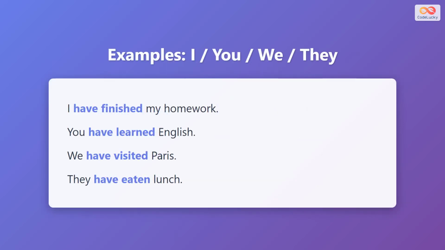Let's practice with some examples using have. I have finished my homework. You have learned English. We have visited Paris. They have eaten lunch. Notice how we use have with all these subjects, and each sentence uses the past participle form of the verb: finished, learned, visited, and eaten.